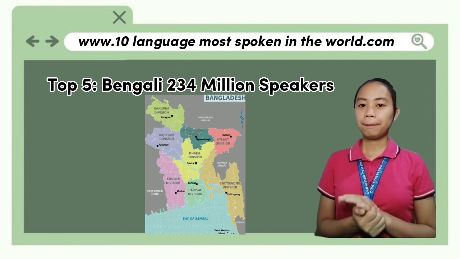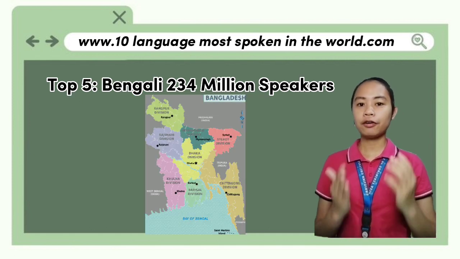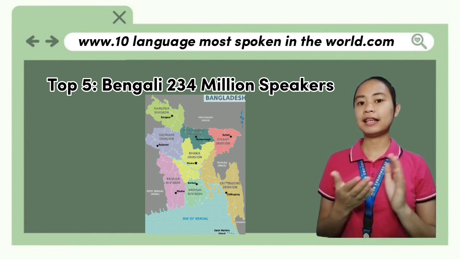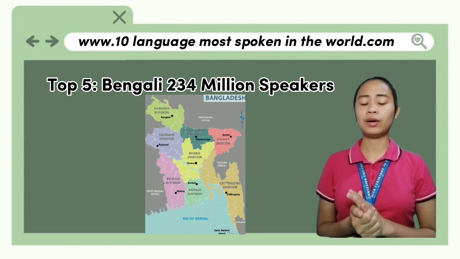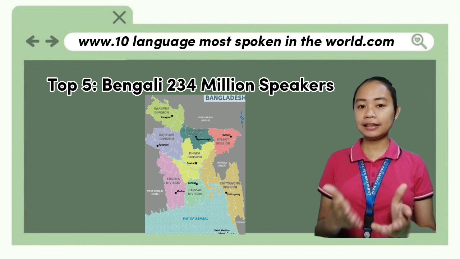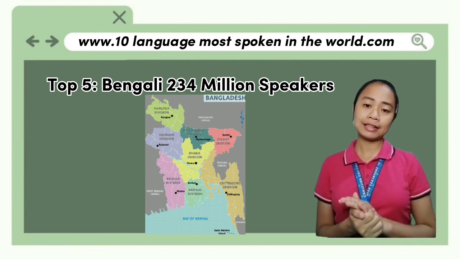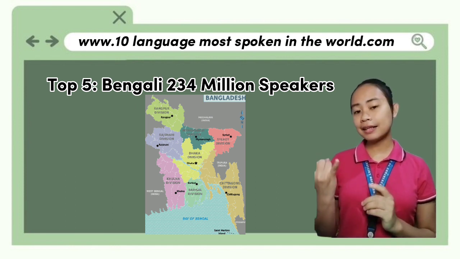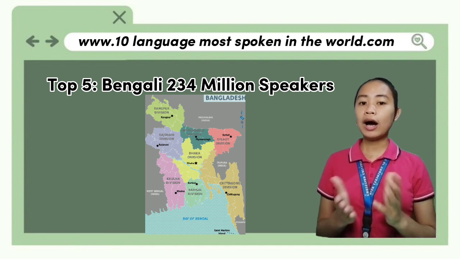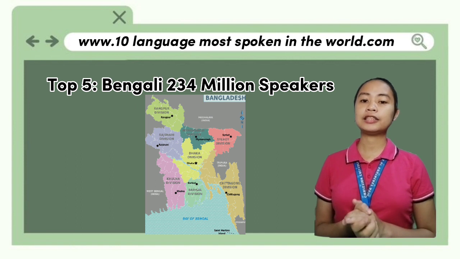Top 5. Bengali. Bengali, often referred to as Bangla, follows Portuguese among the most spoken languages in the world. Although it is only spoken as a native language in a few different countries, mostly in Bangladesh and India, this language has around 234 million speakers.